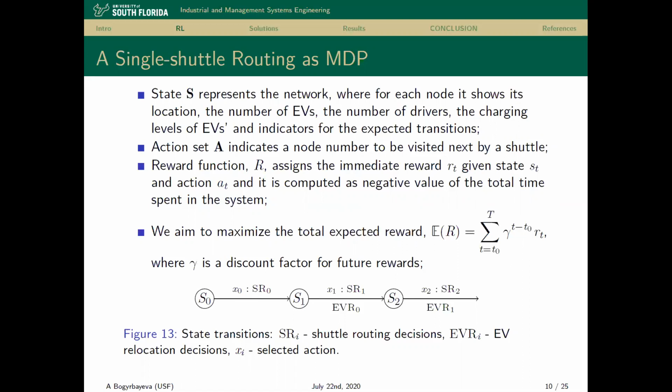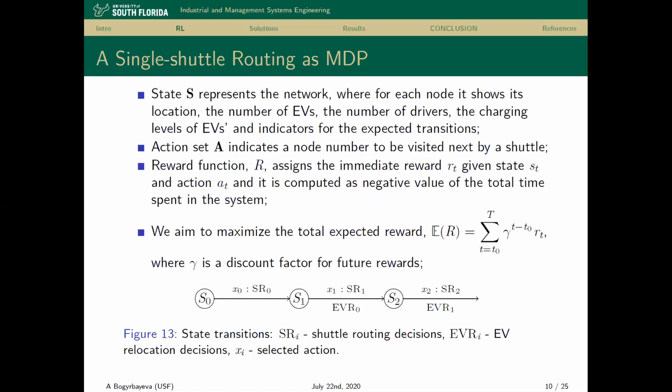And for each node, we define its location, XY coordinates, number of EVs, number of drivers, charging levels, and the expected transitions, whether it's coming or not. The action set, of course, is going to be the index of the node that we're going to visit next. For the reward function, we decided to go with the total time spent in the system.